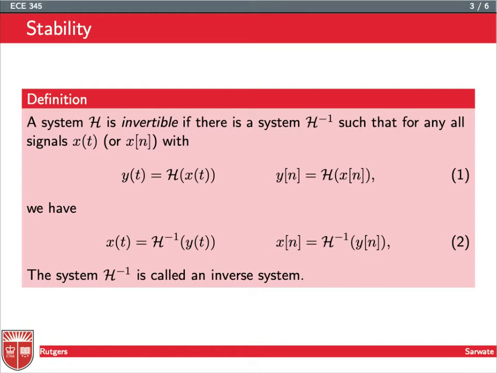So basically, if the mapping H, our original system, is 1-to-1, that is, it maps different inputs to different outputs, then we should be able to undo the operation of H, at least hypothetically. Whereas if H maps two inputs to the same output, then we wouldn't be able to do that.